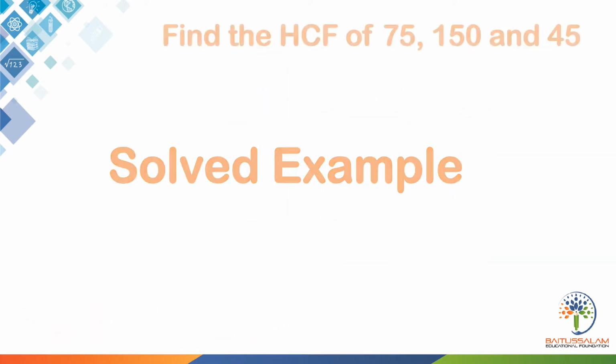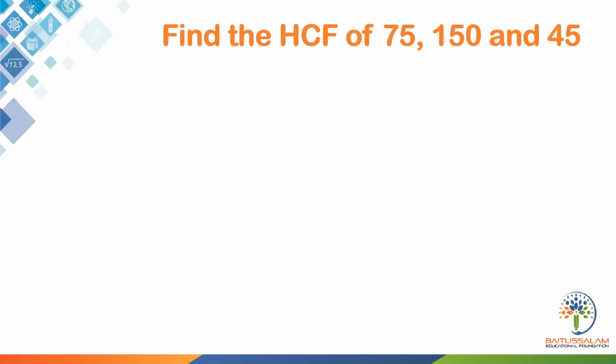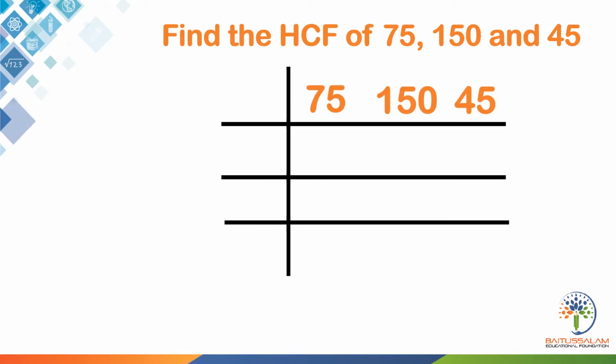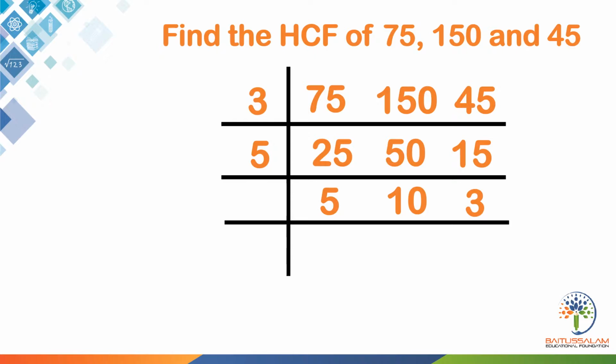Solved example. Find the HCF of 75, 150 and 45. First step, you draw a table and list the numbers. Secondly, you divide each number by the smallest prime number that divides in all these numbers. It is 3 in this case. Then you repeat this step until all the numbers are not divisible by any particular prime number. Finally, to find the HCF, multiply the prime numbers you have, 3 and 5 in this case. 3 times 5, 15 is the answer.